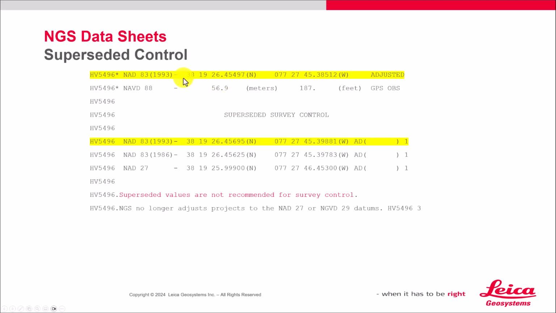Well, one reason we could have a problem between HARN points is maybe we picked up an old coordinate instead of paying attention to the NGS data sheet. There's superseded control, and these numbers are different than the ones that are currently adjusted.